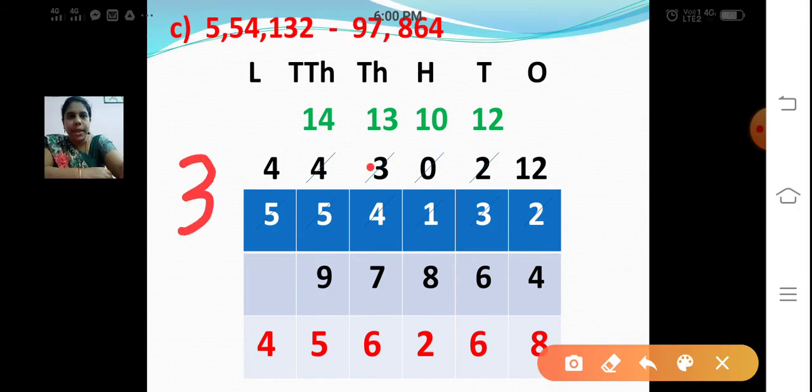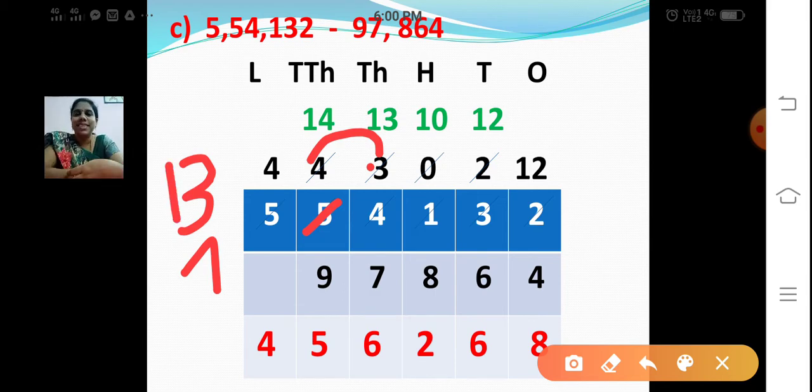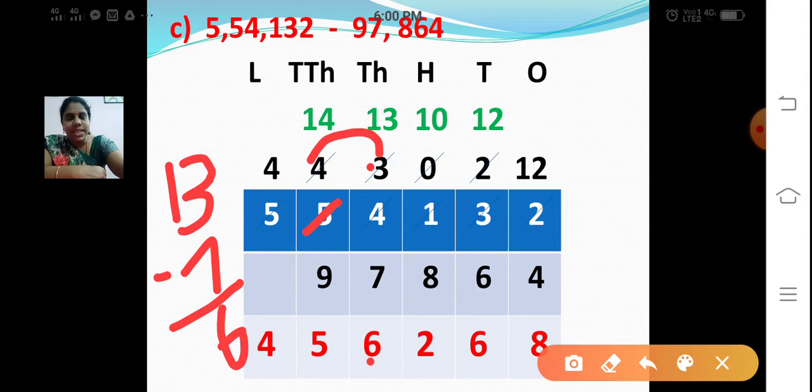So 3 minus 7. Can you subtract 3 minus 7? No. So borrow 1 from the 10,000 place. 5 will become 4. I'm giving 1. So this will become 13. Right. So 13 minus 7. Subtract this and tell me the answer now. After 7, 8, 9, 10, 11, 12, 13. So 13 minus 7 is 6,000. 13,000 minus 7,000 is 6,000.